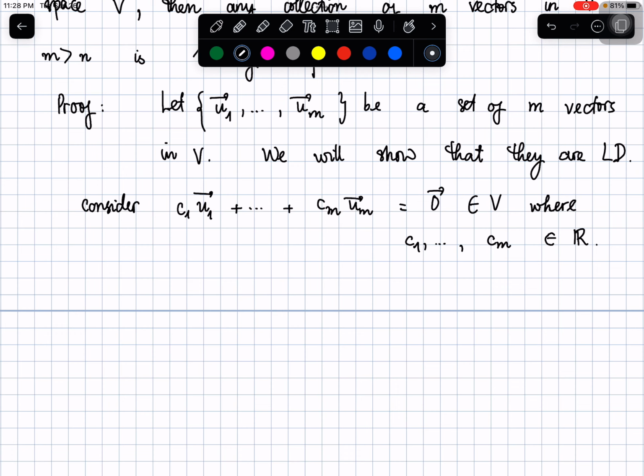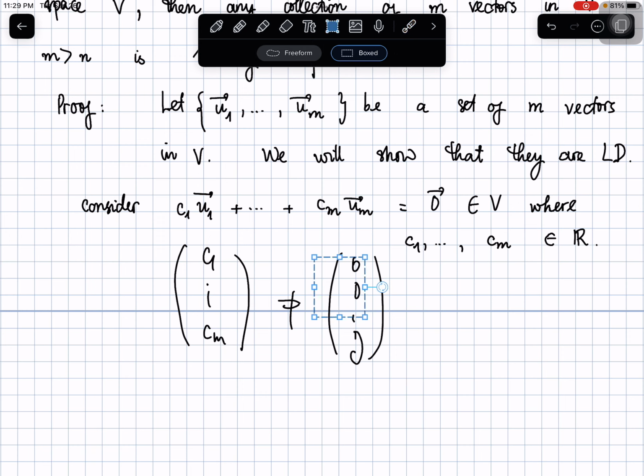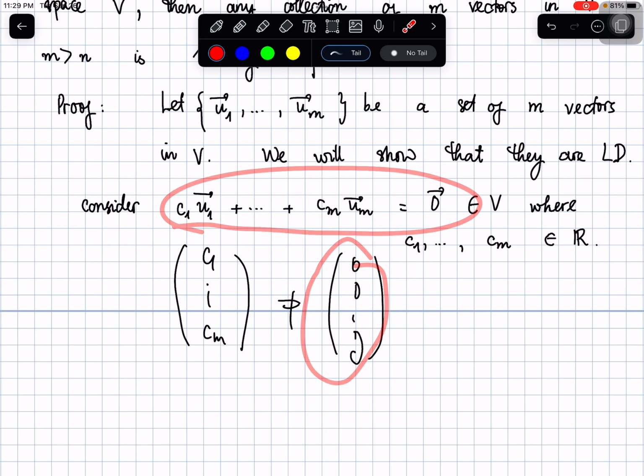That means we want to show that the vector containing c1 to cm is different from the zero vector. So in other words, it means that this system, or this linear equation, has a non-trivial solution, right? Something non-trivial that is a solution of this equation.